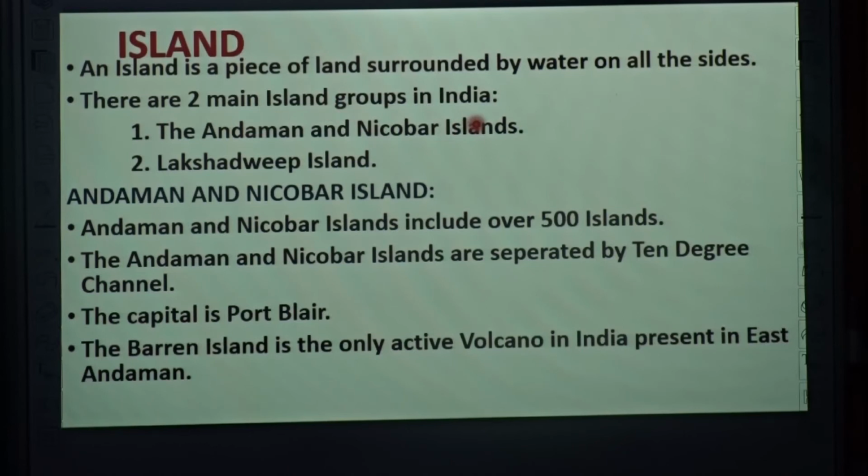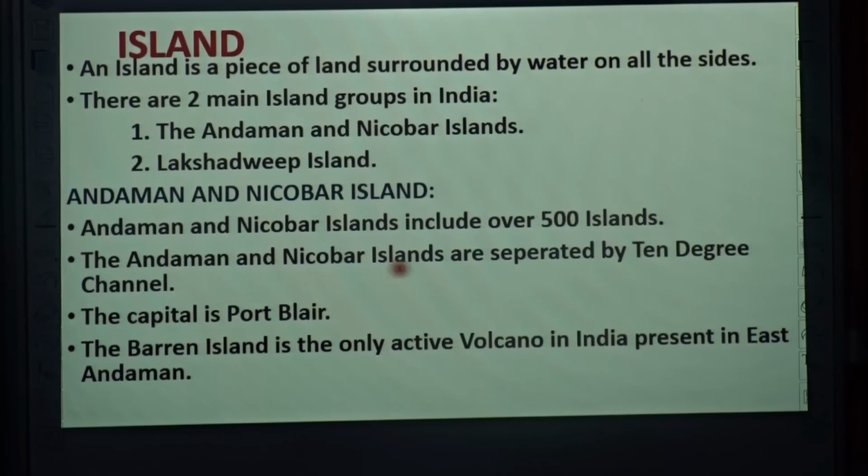There are two main island groups in India. They are the Andaman and Nicobar Islands and Lakshadweep Island. Andaman and Nicobar Islands include about 500 islands. So in the Andaman and Nicobar Islands, there are totally 500 islands.